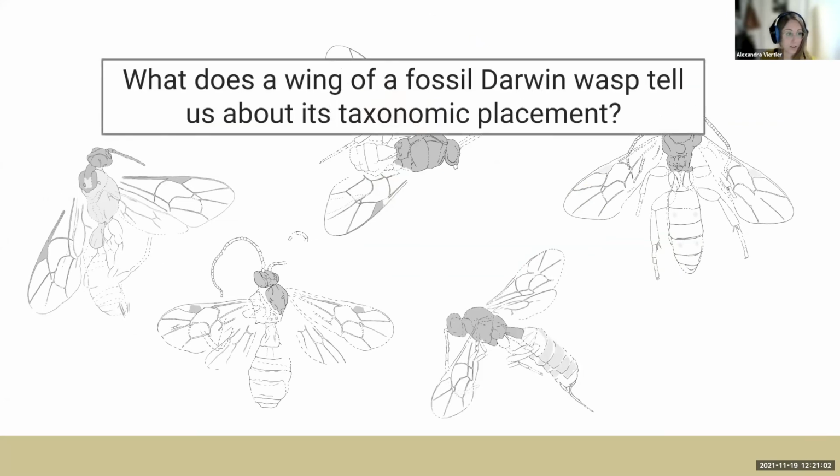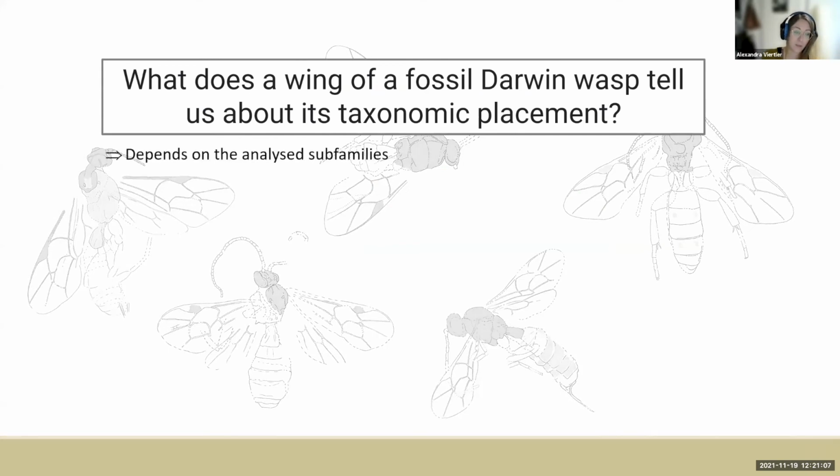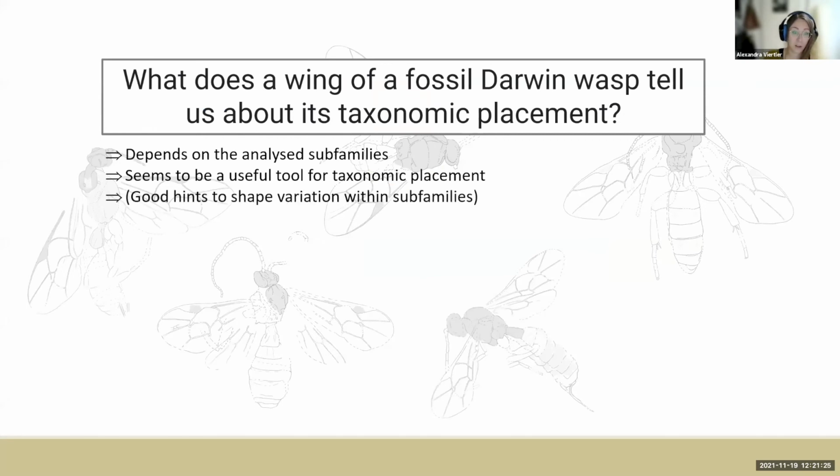And in the end, what does a wing of a fossil Darwin wasp tell us about the taxonomic placement? It pretty much depends on the analyzed subfamilies. So as I showed you in the first example, in some it does not work because they're very similar looking, but it seems to be a useful tool for many others for taxonomic placement. And what I couldn't show you because of time issues, they give very good hints to shape variation within subfamilies, because there is also variation in tribes or genera, which is quite interesting.